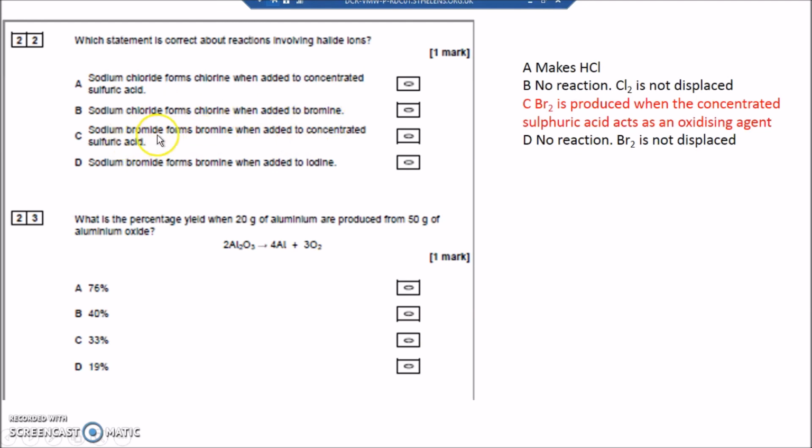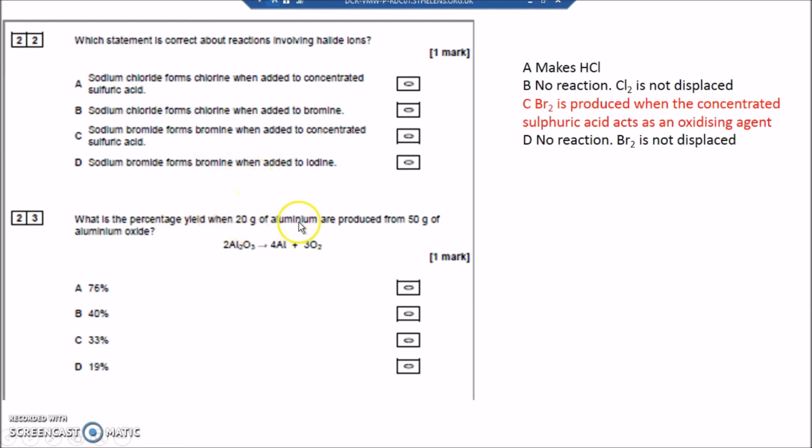C. Sodium bromide forms bromine when added to concentrated sulfuric acid. Yes, sulfuric acid will act as an oxidizing agent and actually make bromine, so C is correct. Sodium bromide forms bromine when added to iodine. No, you're not going to get a displacement reaction. Iodine is less reactive than bromine, so your answer is C.